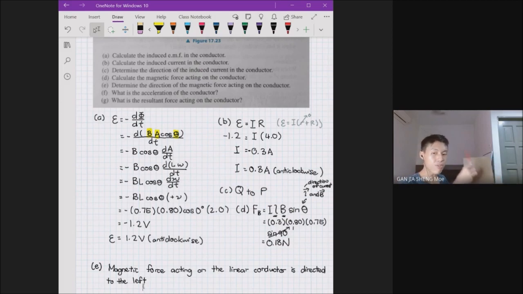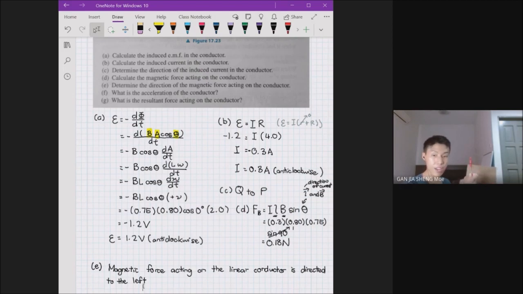If it's only my hand pushing with a constant force, it will cause the linear conductor to be accelerating to the right. But what happened is, because I'm swiping along a magnetic field, it will create a magnetic force pointing to the left, due to the induced current, to oppose my push to the right. That's Lenz's law, actually.